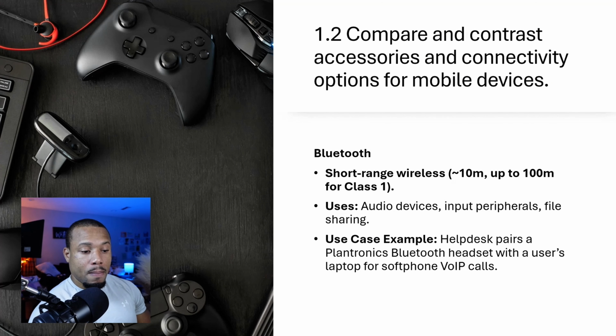systems. Bluetooth is short range wireless, usually about 10 meters. Though Class 1 can reach up to 100 meters, it's commonly used for headsets, mice, keyboards, and speakers. The trade-off is that it's slower than Wi-Fi.